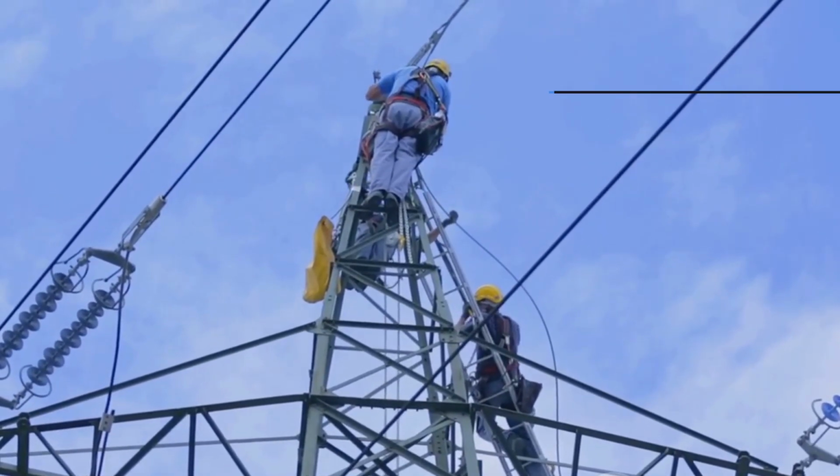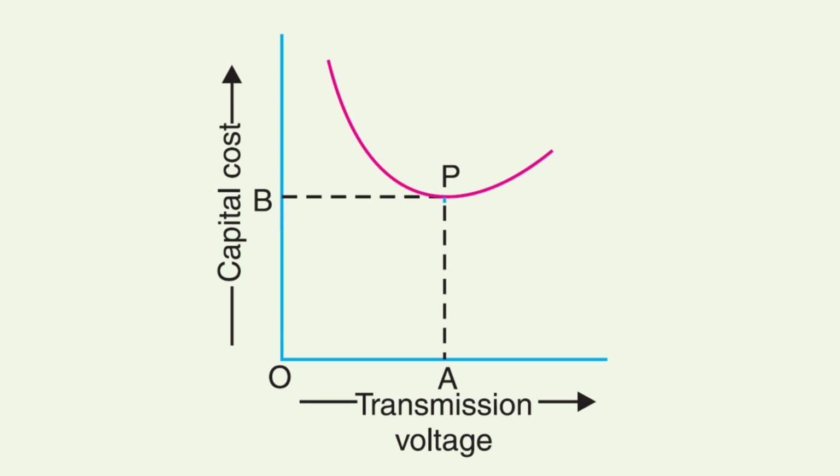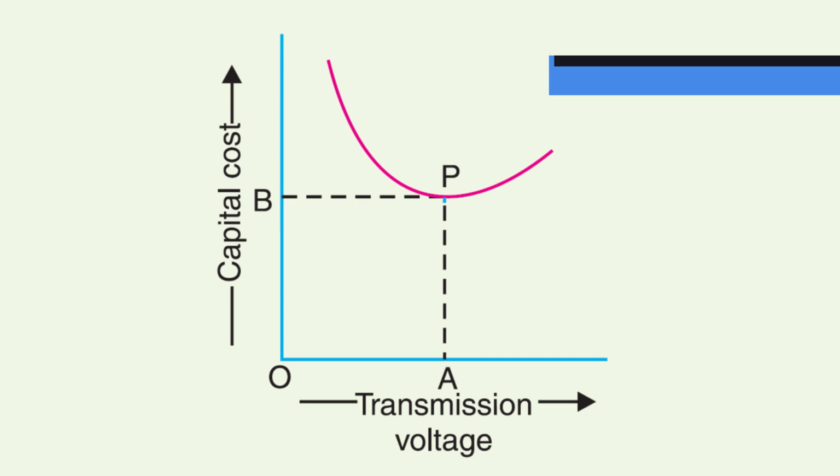If we repeat this process for different voltages and plot the results on a graph, we get a curve. On this curve, there's a point, let's call it point P, where the total cost is minimum. That point corresponds to the most economical transmission voltage. In the graph shown on the screen, this minimum cost point is represented by P, and the corresponding voltage is shown as line OA. This method sounds straightforward, but in real-world practice, it's rarely used. That's because it's hard to get accurate and reliable cost estimates for all these components.